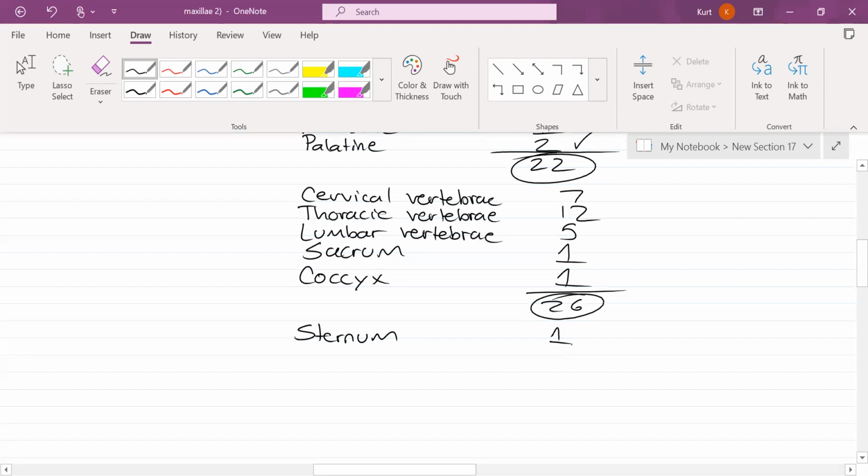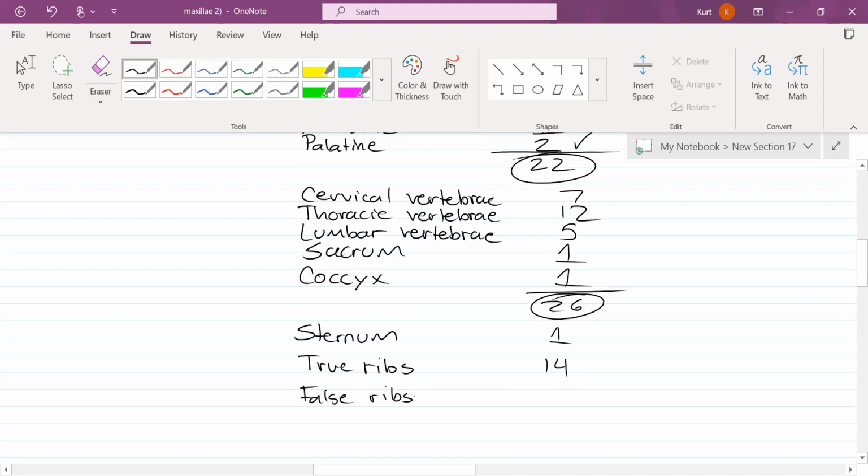Now, if you have 12 thoracic vertebrae, 2 ribs per vertebrae, how many total ribs do you have? 24. Well, you have 3 types of ribs. You have true ribs, and those are going to be pairs 1 through 7. So if I say it is pairs 1 through 7, how many total ribs is that? 14. Then you have false ribs.